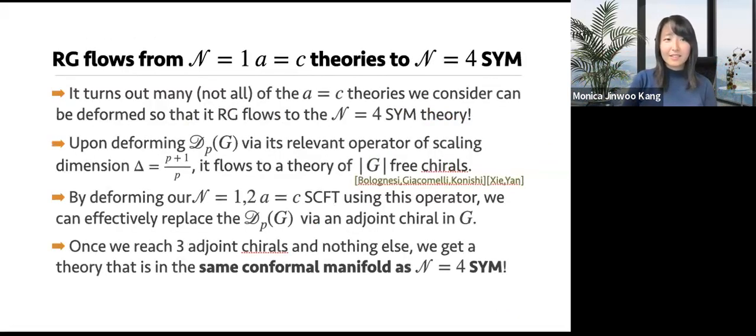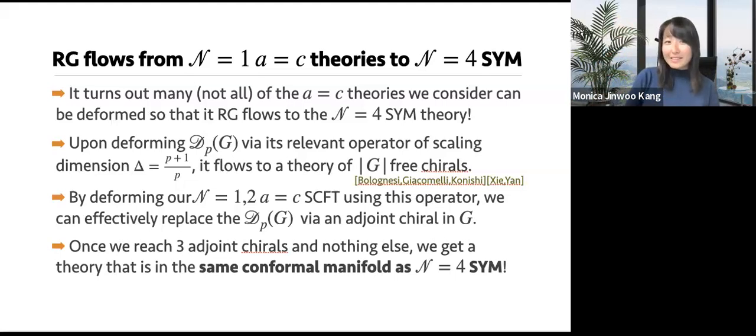In fact, during this process, what we find is that many, of course not all, of the a=c theories we consider can be deformed so that they already flow to the N=4 super Yang-Mills theory. What we considered earlier today was a particularly great example that demonstrates this as a marginal coupling case, but it is not the only one. What we find here is that from deformation, we also find many additional theories that actually flow directly down to an enhancement to N=4 super Yang-Mills.